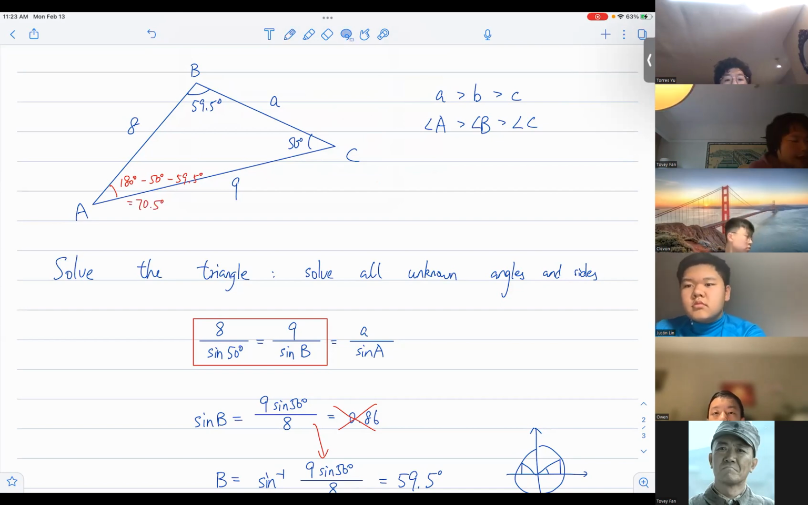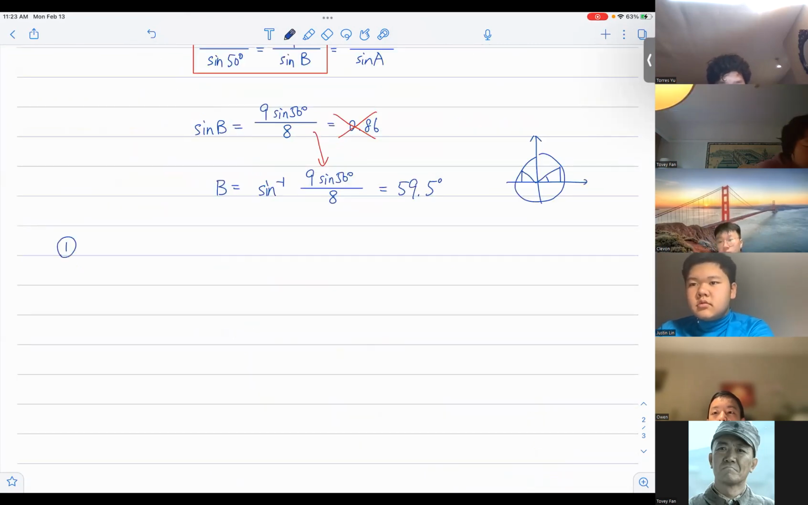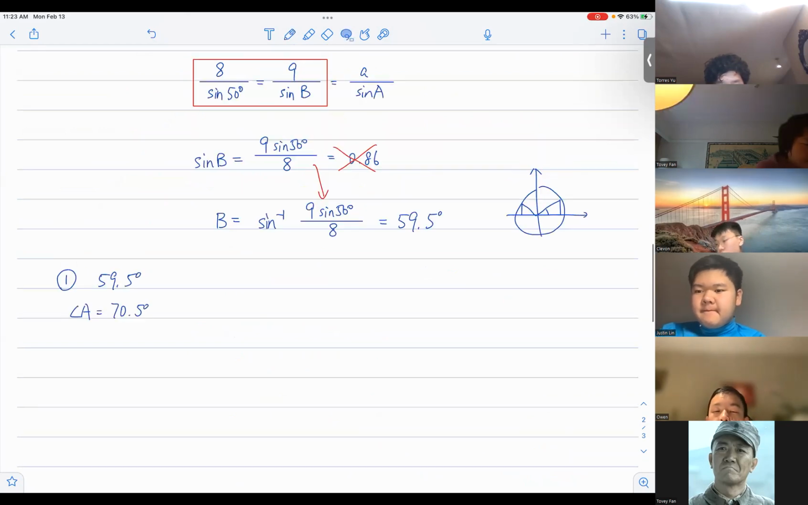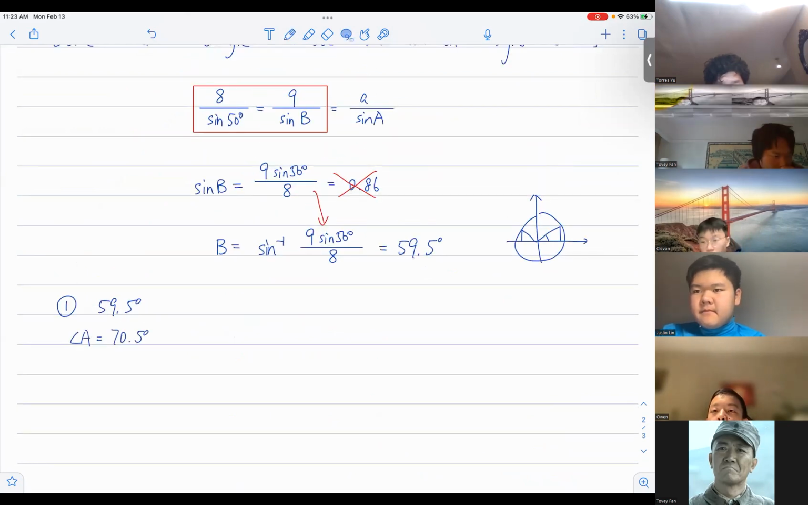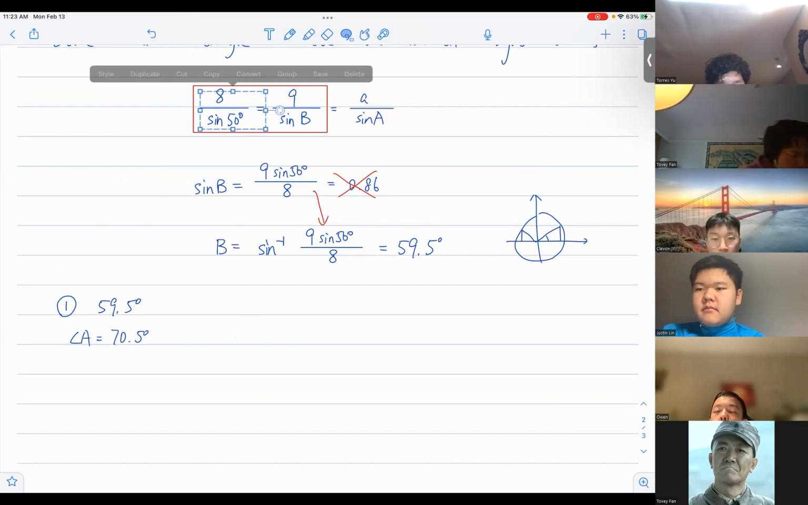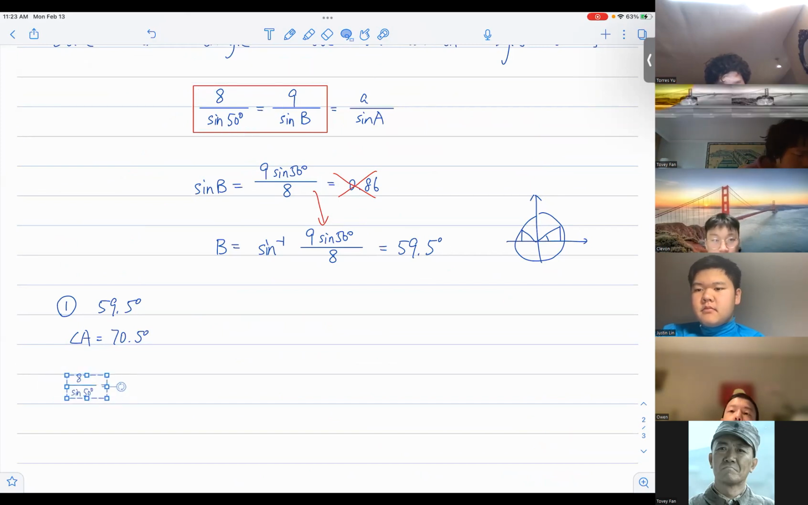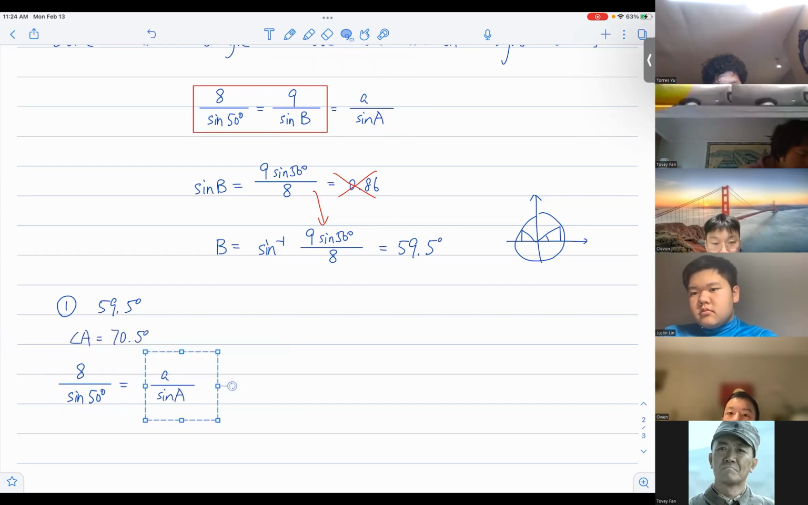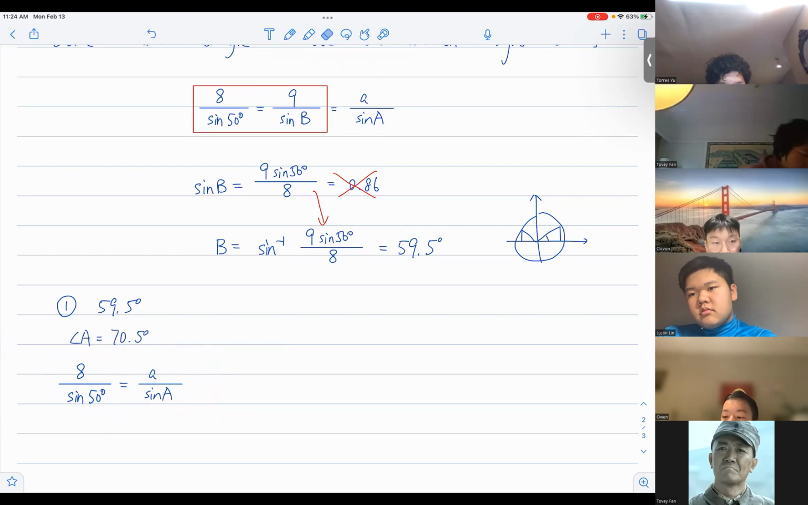Okay. So for ambiguous cases, you can always try it. I believe the easiest way is just to try it. So first you try 59.5 degrees, and this gives you angle A to be 70.5 degrees. Okay, and then what's next? And then yeah, now you have it. Then you solve.